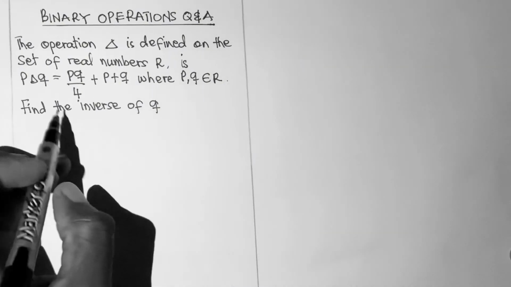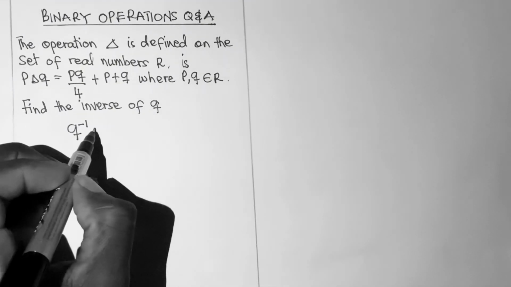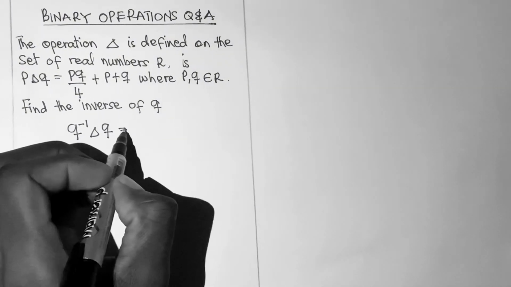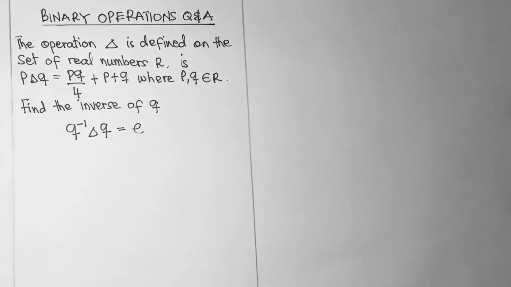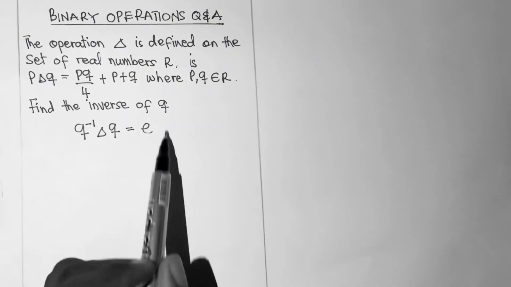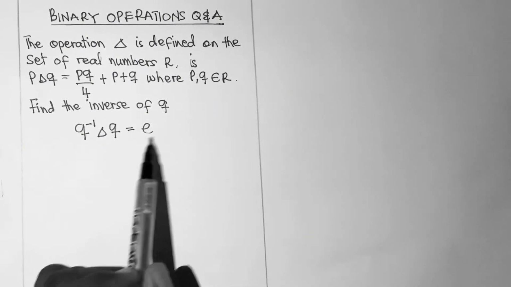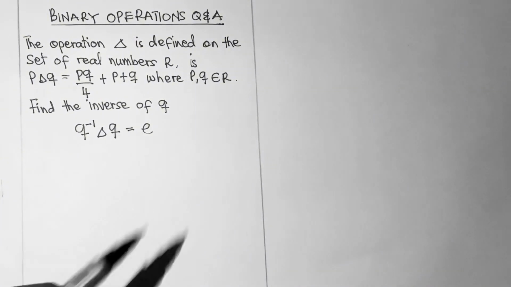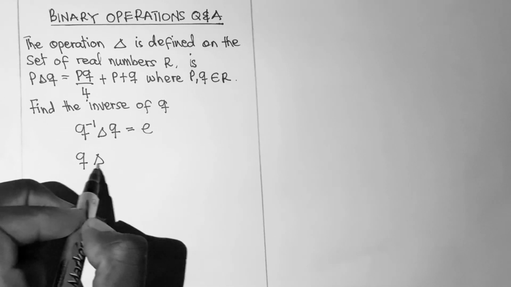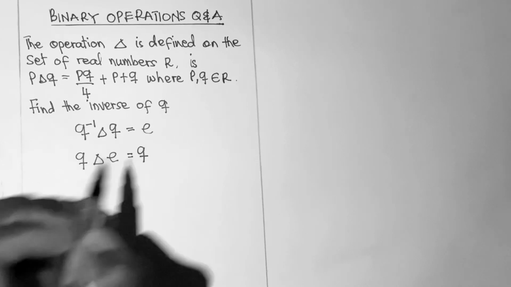Now, the rule says that the inverse of Q, operation Q itself, should be equal to the identity element E. So if you look at this equation, you see that the missing thing is the identity element. We don't know the identity element, so the first thing is to find the identity element. Now, the rule also says that Q operation the identity element is equal to Q itself.